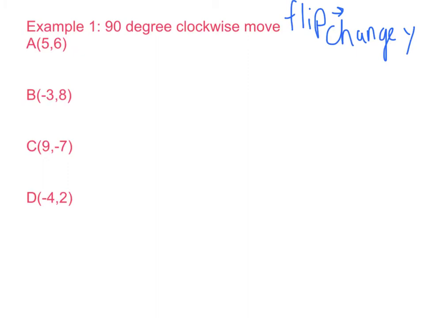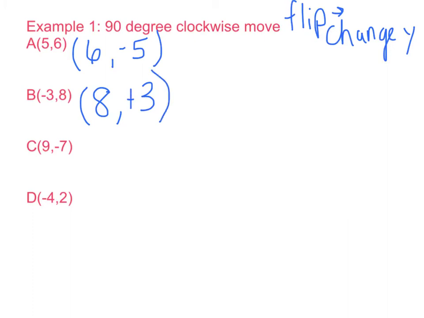So this is going to become, if we flip them, 6 and 5. And now 5 is positive, so we're going to change it to a negative. And so to plot that point, we would now plot the new one to make a 90-degree clockwise turn. Let's try B. So we're going to switch 8 and negative 3. And since it's a negative 3, we're going to change the sign, and that's going to become positive 3. So 8, positive 3 is a 90 degrees clockwise move from the original.